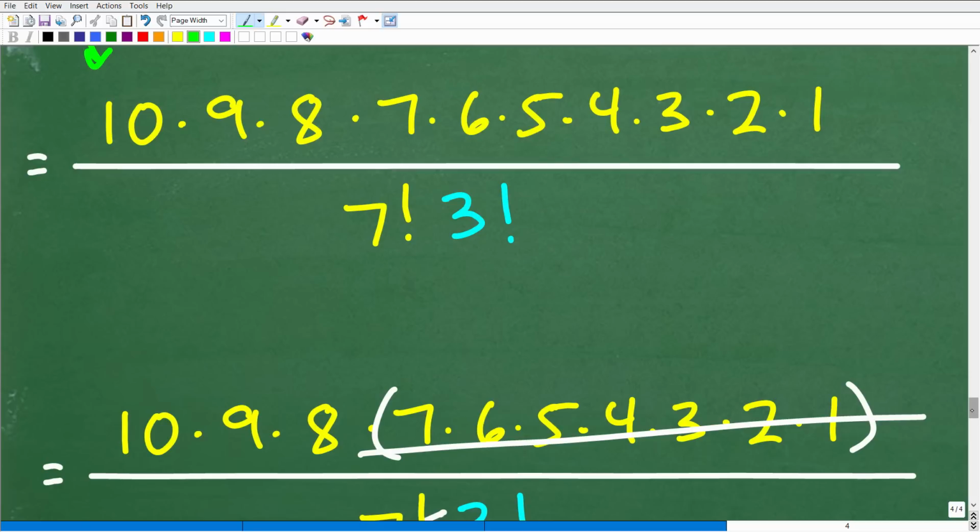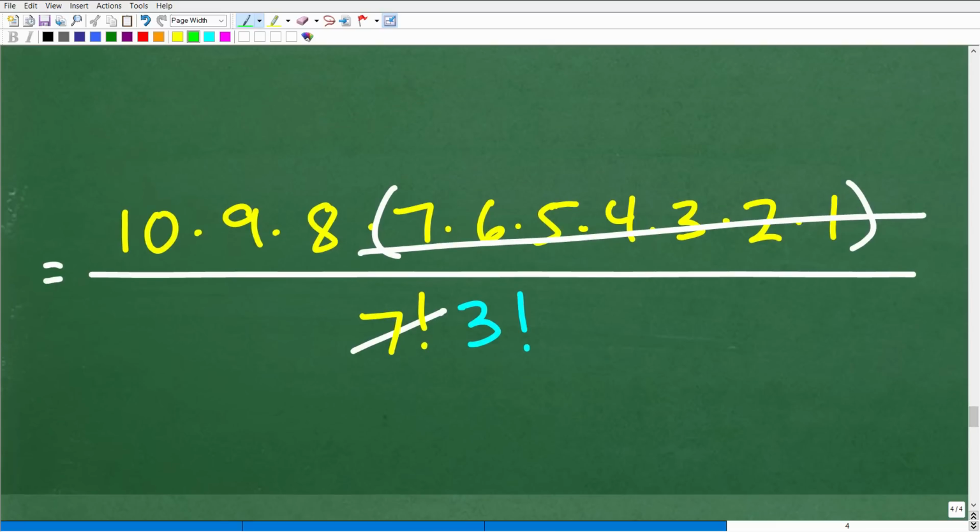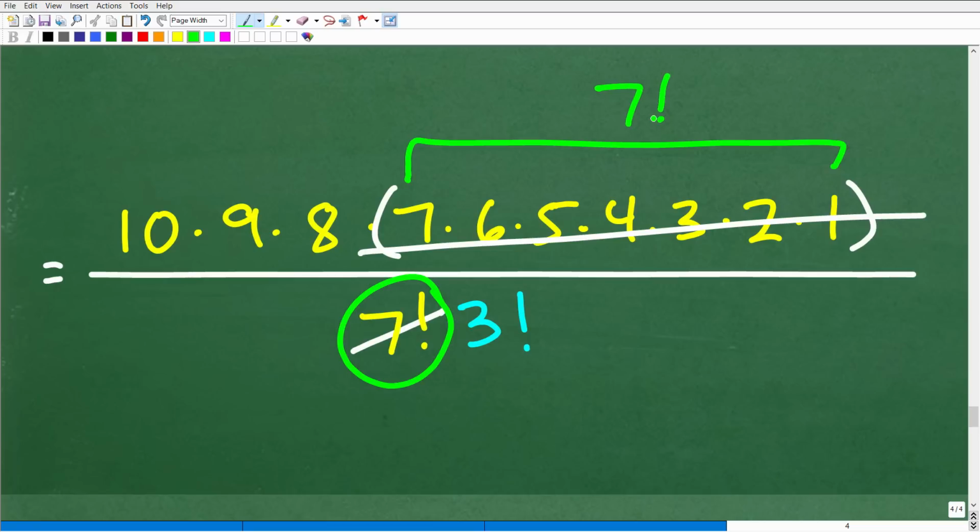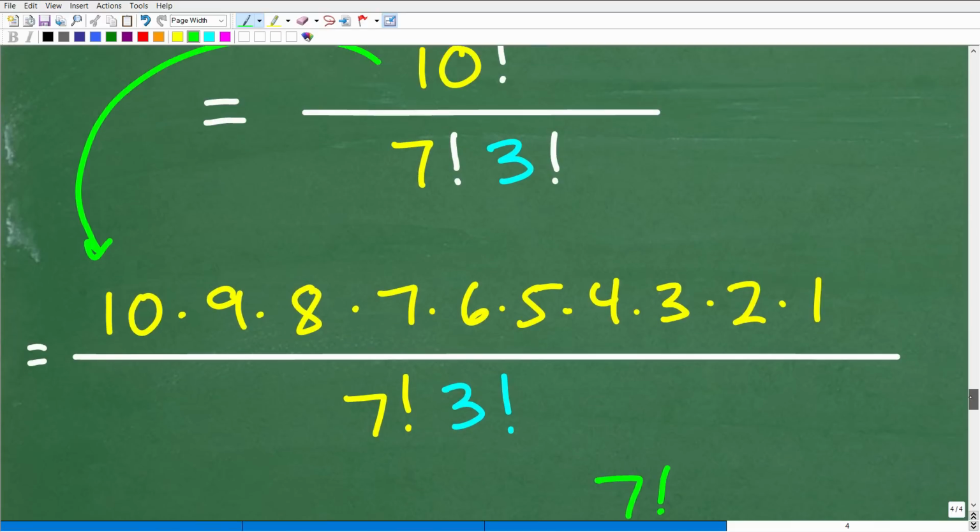But what I want to show you is that here's 10 factorial. Here's 7 factorial. 7 factorial is the same thing as, when we look at 10 factorial, we have 10 times 9 times 8. At this point right here, we have 7 times 6. This right here, hopefully you recognize, this is also 7 factorial. So this is 7 factorial, this is 7 factorial. So you can actually cross cancel all of these factors and these factors. It's one product.